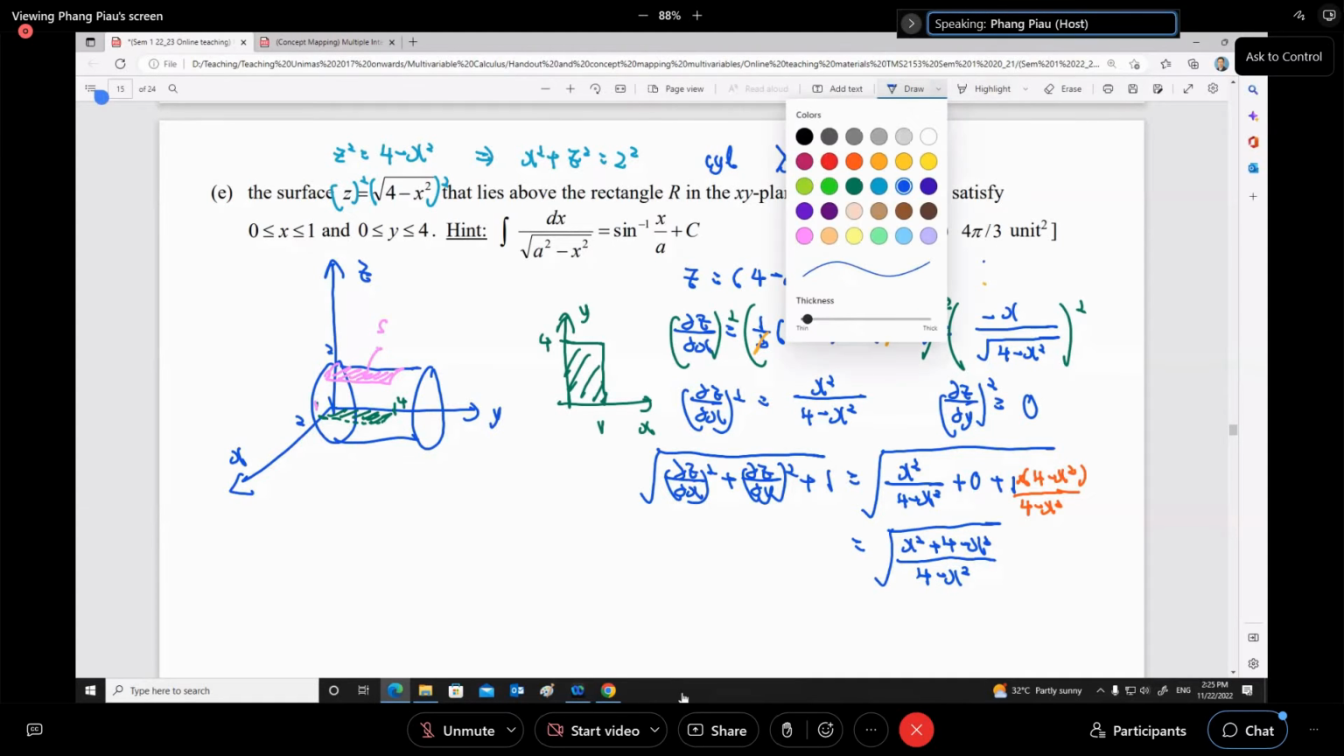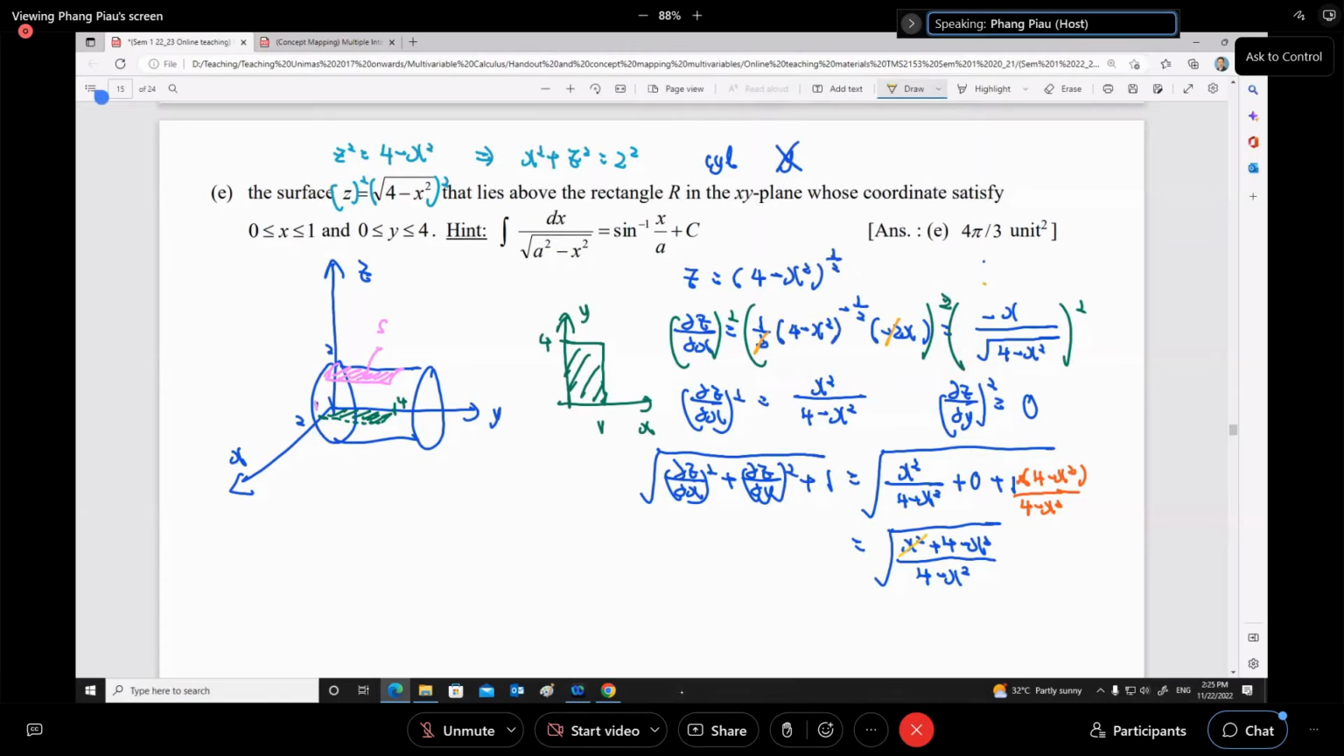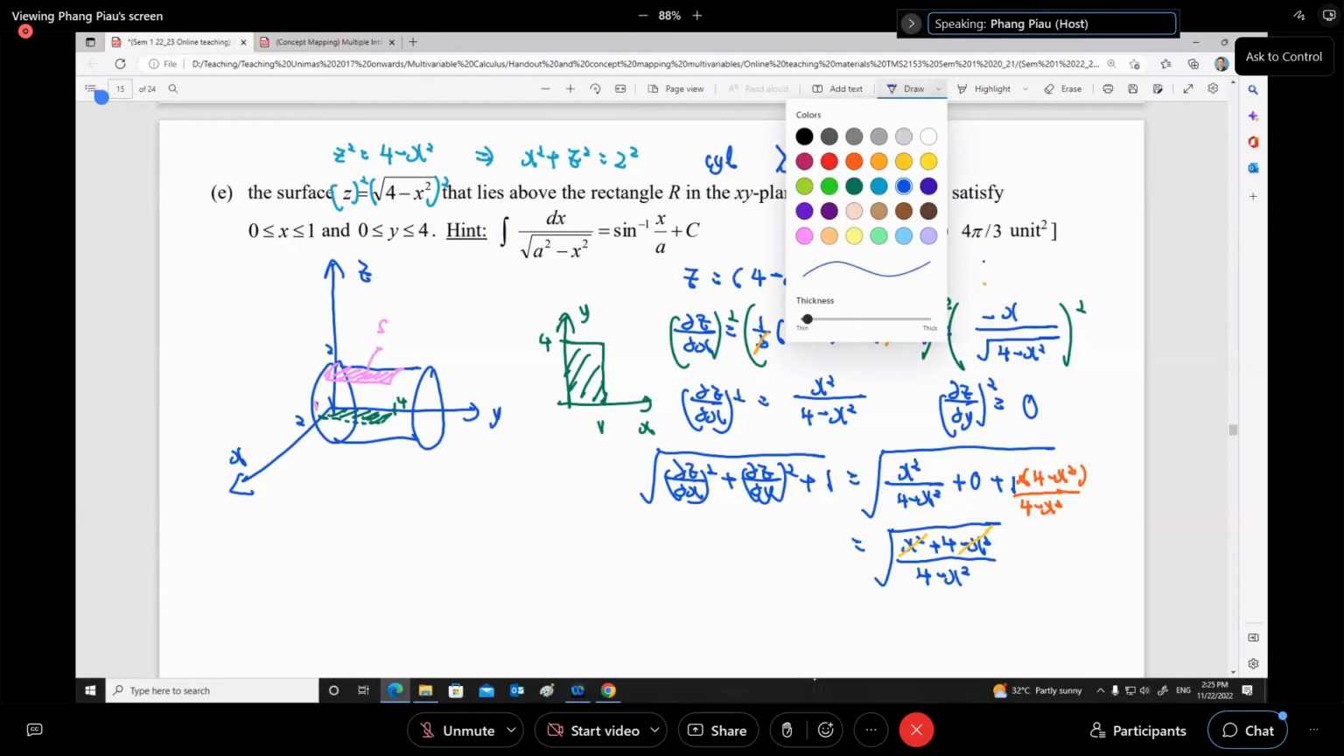In other words, here you should be able to see that this and this can be cancelled. So this equating denominator step is very important. It's very important for you to simplify this so that you can use the inverse trigonometry later on.